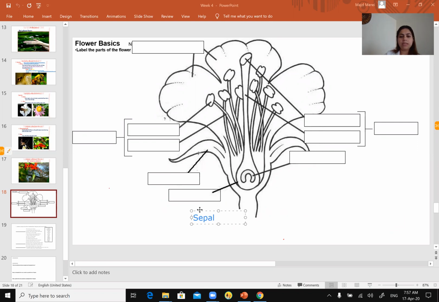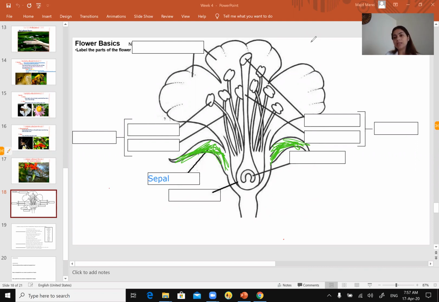So where is the sepal? It is here, correct? I'm going to use this green color to color it, yes? These are the sepals.